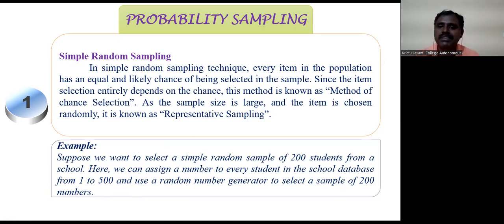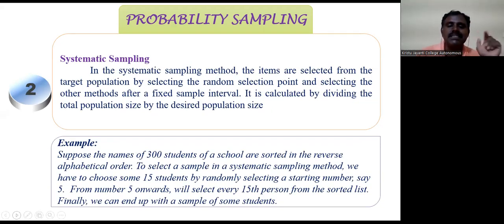You understood what we mean by simple random sampling? There are 500 students. You assign the numbers 1 to 500 and you can randomly pick the numbers for 200 students. That is called simple random sampling. Next one, systematic sampling.